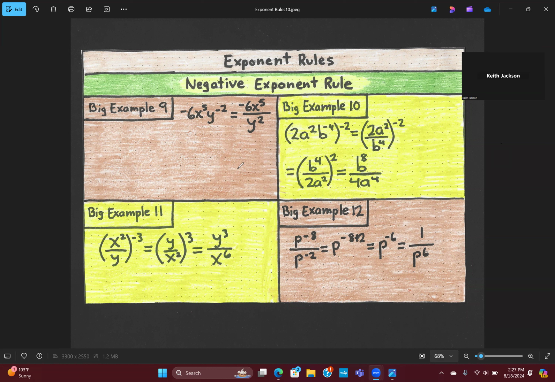And right now, you're looking at our 10th and final video as it relates to exponent rules. And you're looking at our third and final video as it relates to the negative exponent rule. And we have four big examples to show you how the negative exponent rule works.